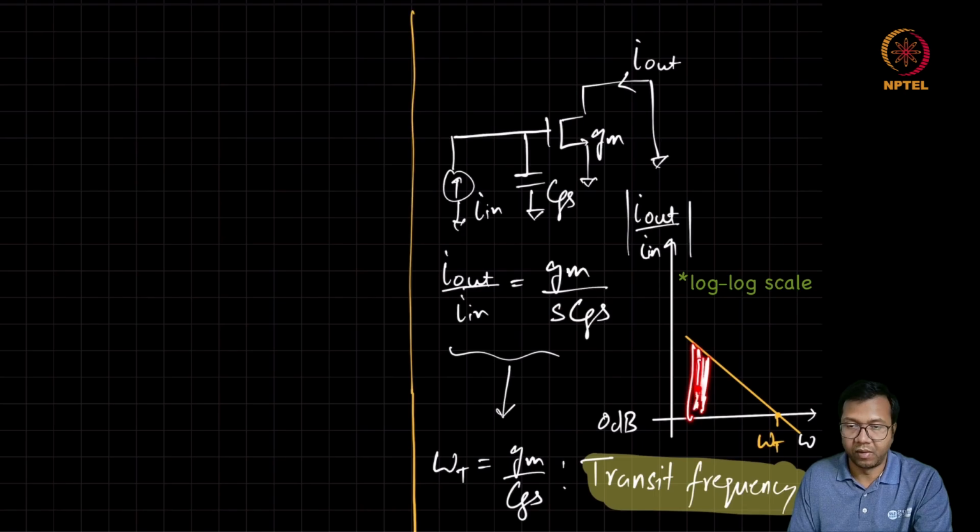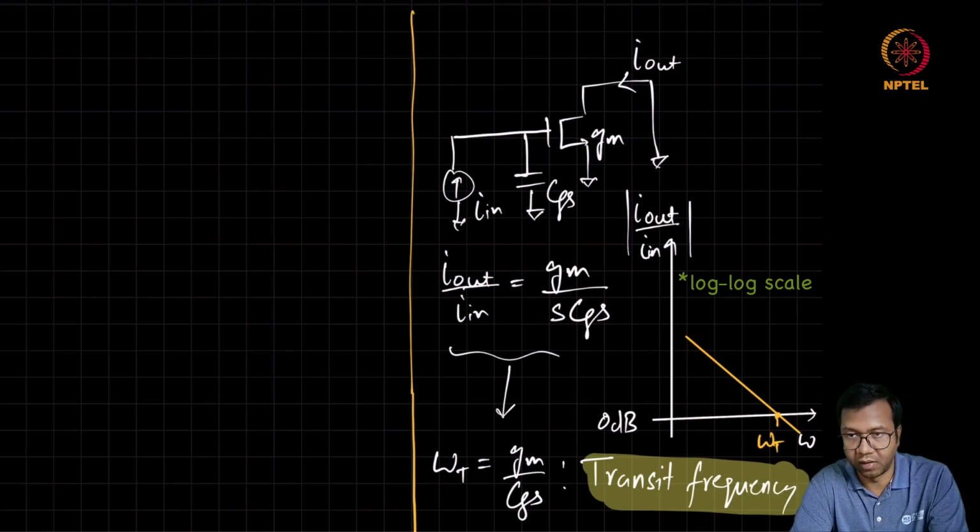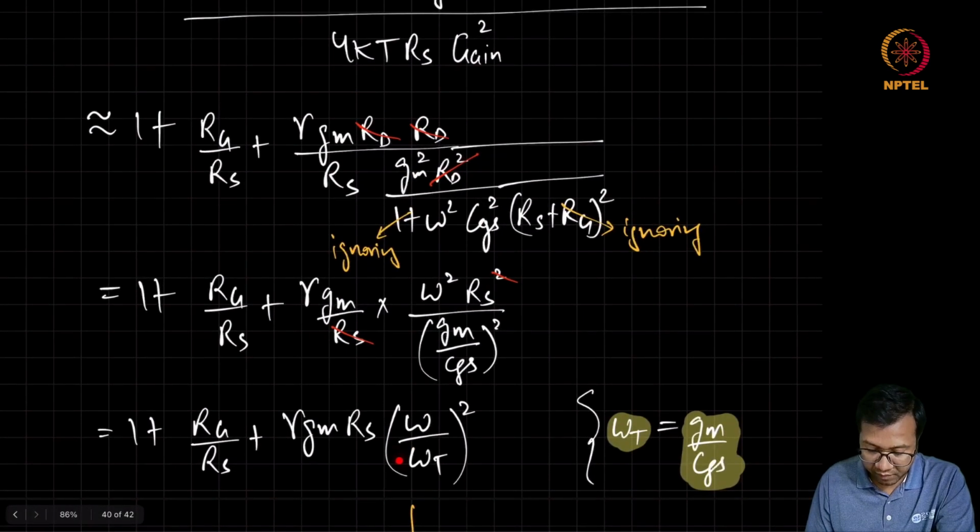So it is always better to operate at frequencies which are much lower than the transit frequency. A simple thumb rule is to operate at least 5 to 10 times lower than Ft. Then it is easier to design a circuit. So this is the Ft or the omega t, which is coming into the picture in this expression.